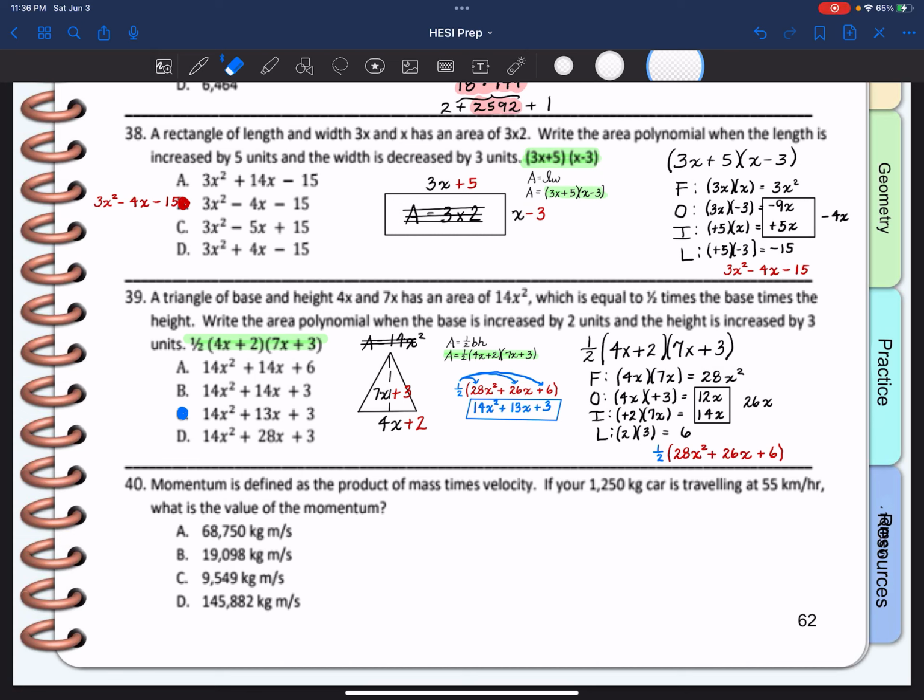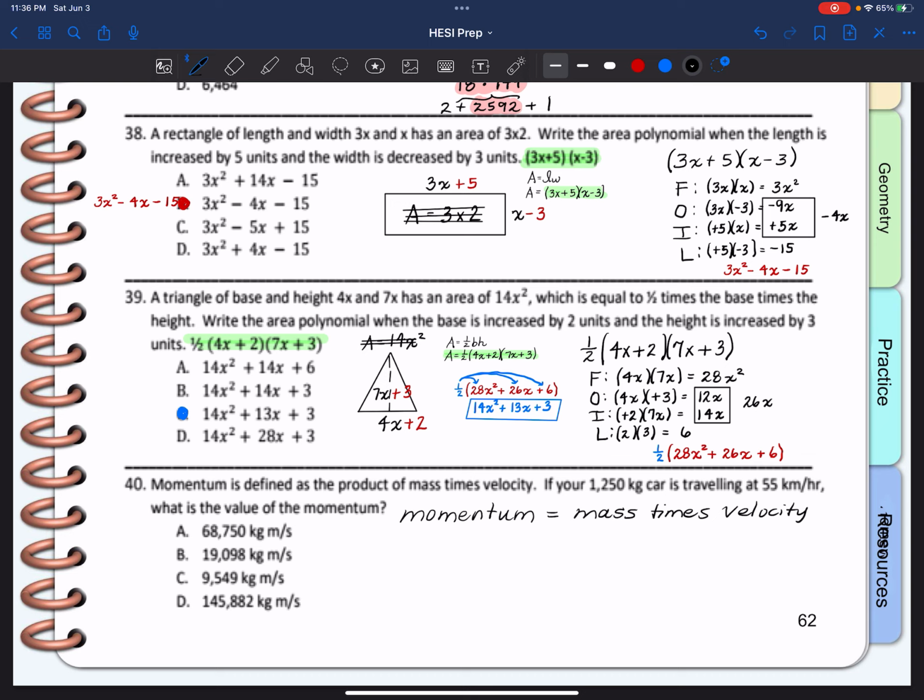Number 40. Momentum is defined as the product of mass times velocity. So this is not a formula that we talked about in class, but it is given to us here very plainly. Mass times velocity. So they're telling us exactly what we need to do.